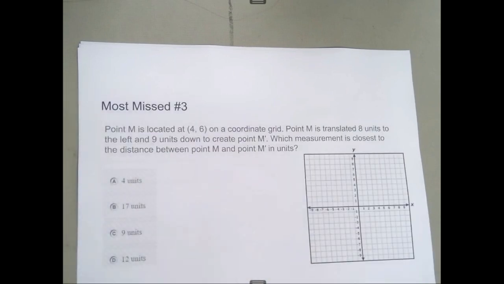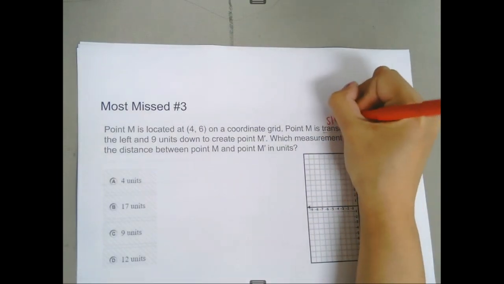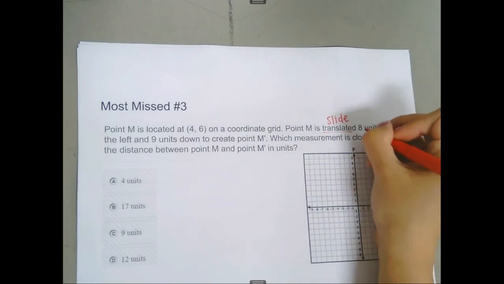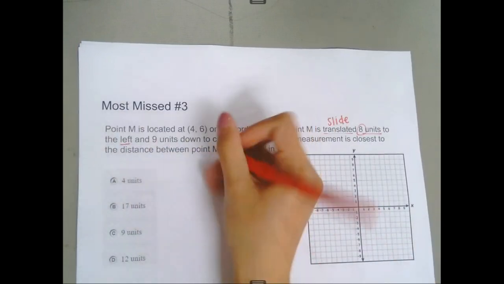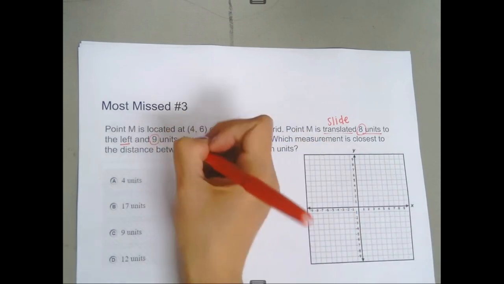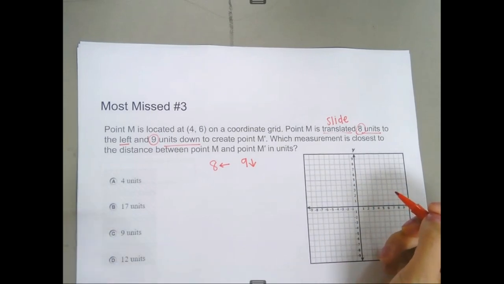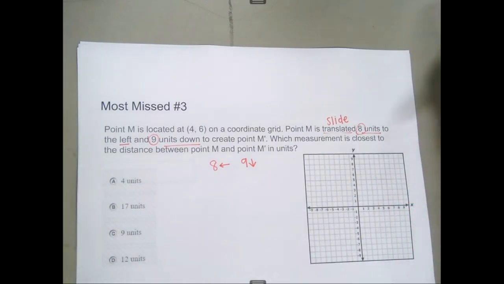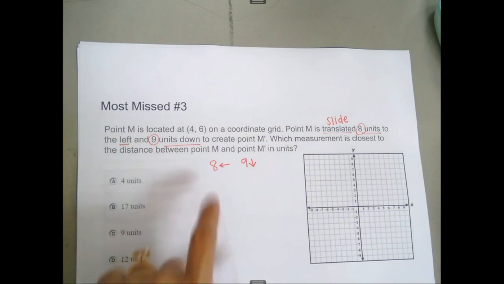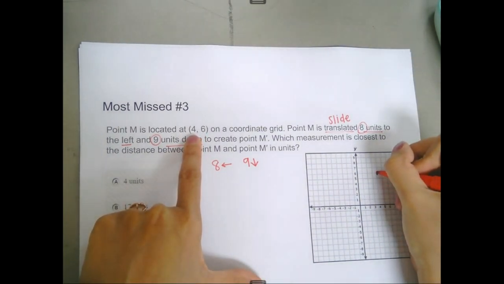All right, most miss number 3. Point M is located at (4, 6) on a coordinate grid. Point M is translated. Remember, translated means we slide it 8 units to the left and 9 units down to create point M prime. Which measurement is closest to the distance between point M and M prime? So (4, 6) tells me to go over 4, up 6.